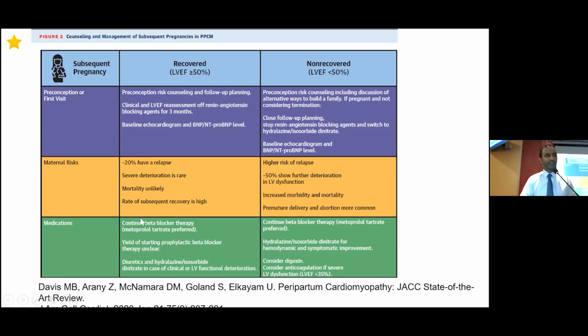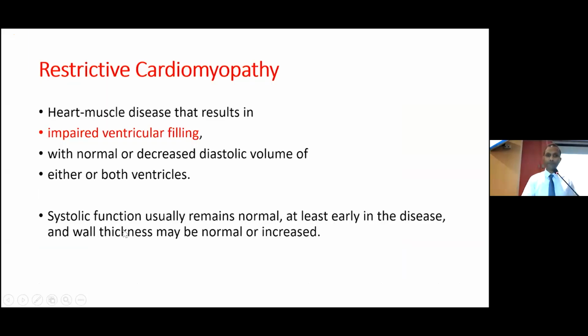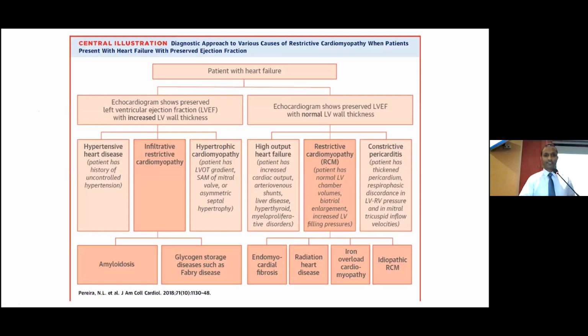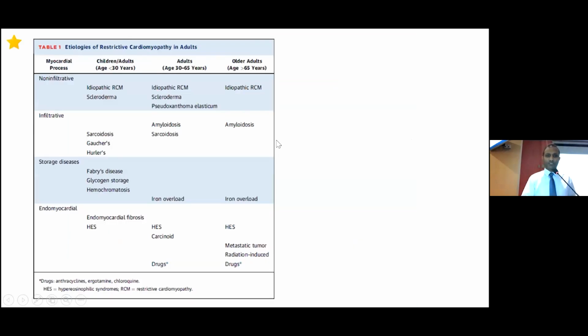For example, we can continue beta blockers. So right, we'll go on to restrictive cardiomyopathy. This is mainly impaired ventricular filling, and usually systolic function is normal in the initial phase. There are various types of restrictive cardiomyopathy, which can be infiltrative or non-infiltrative.